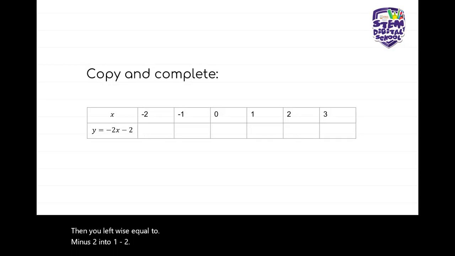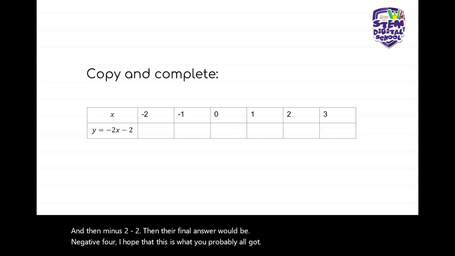Remember that -2 multiplied by 1 is -2. And then -2 minus 2, then the final answer will be -4. I hope that this is what you probably all got. That is if x is 1.